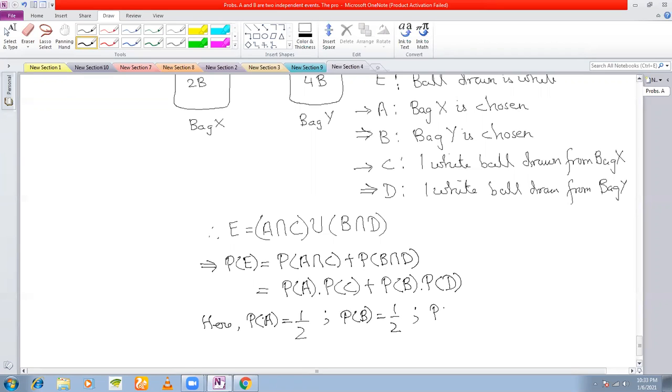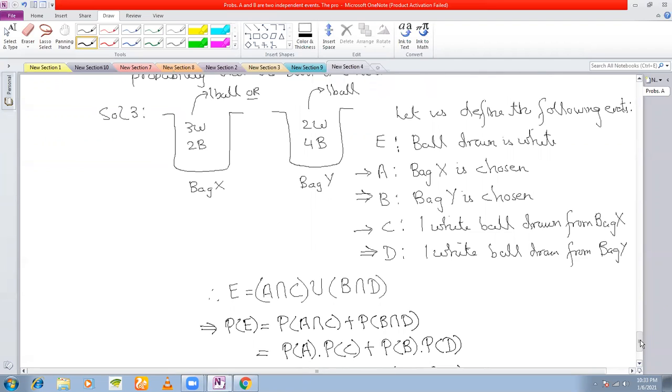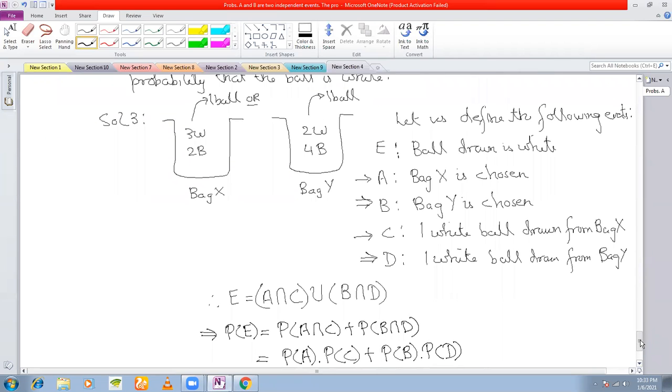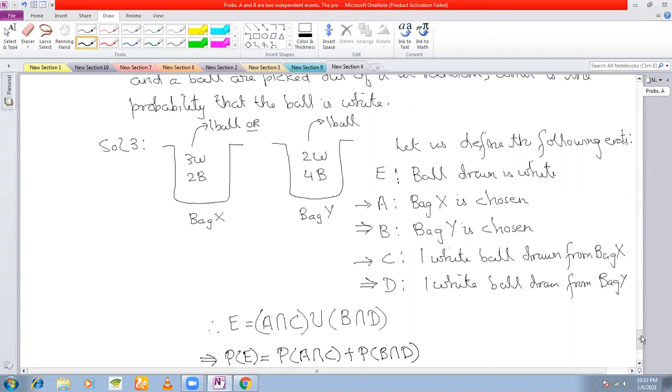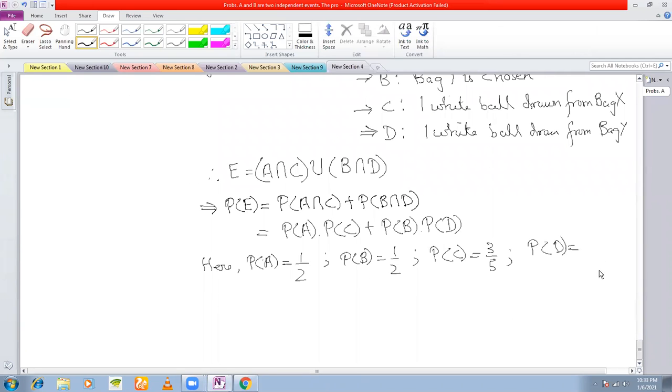What is the probability that I am choosing a white ball from bag X? How many white balls are there? Three white balls in the bag. So what is the probability of getting a white ball from bag X? 3 by 5, right? What is the probability of getting one white ball from bag Y? How many white balls? Two. Total number of balls, 6. So this is 2 by 6. Hence, what is P(E)?